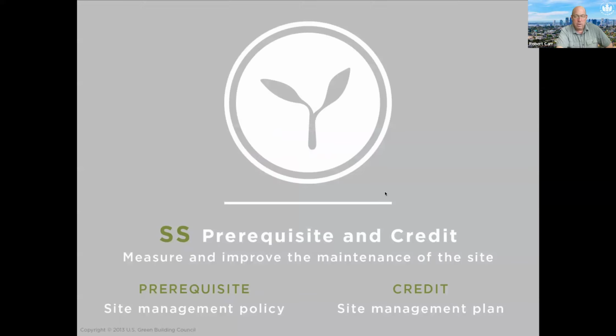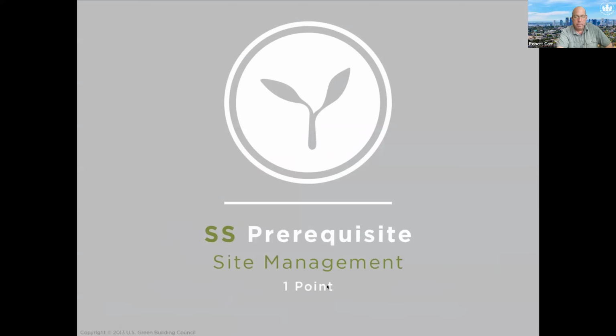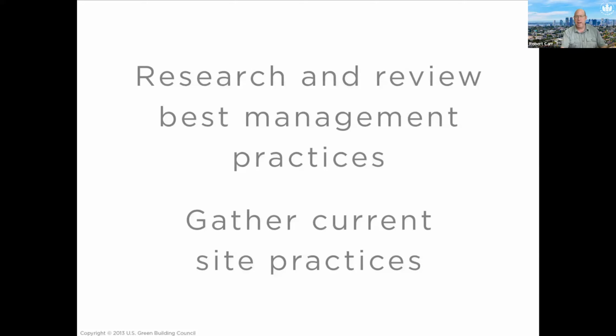All right, so for site management, there's a prerequisite, which is the policy, and then the site management plan as well. So they're linked. So for the prerequisite, you're researching the best management practices. You're gathering site policies and practices. It causes you to actually look at what you're doing, and then do something about it.